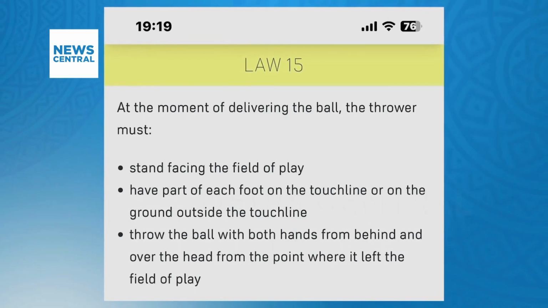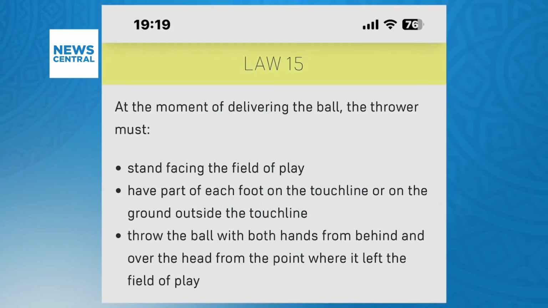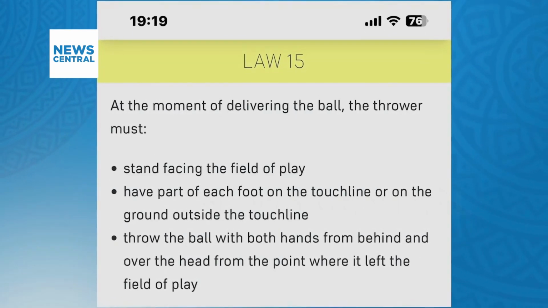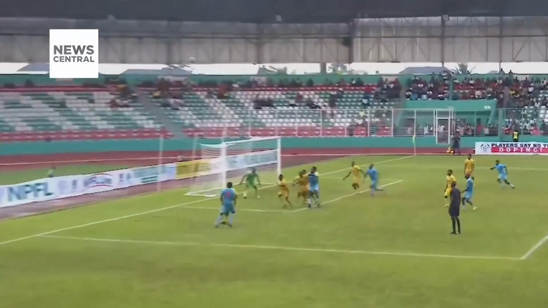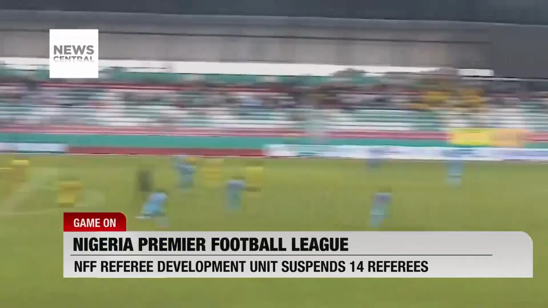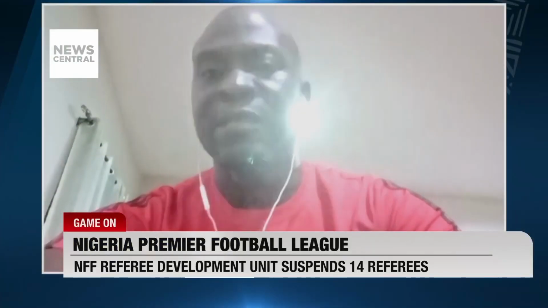After the goal was scored yesterday and the Remo Stars players were jubilating over what they thought was an equalizer, and what could have been precious points away from home, the assistant referee on the far side raised his flag, citing a foul throw. And that was where the debate started last night.